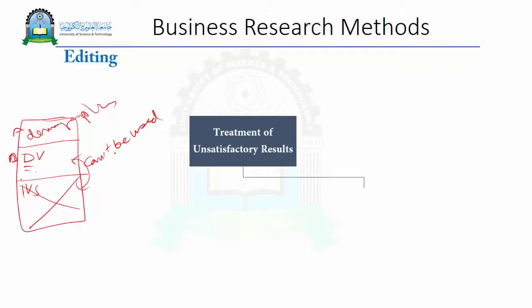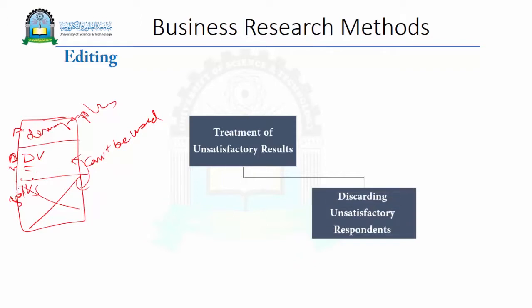The second type of incompleteness is if the respondents did not answer, for example, let's say 30% of the DV items and 30% of the IV items, not more than this. In this case, we can deal with this type of incompleteness. We can treat it in different ways. The first way is whether we can discard the unsatisfactory responses.